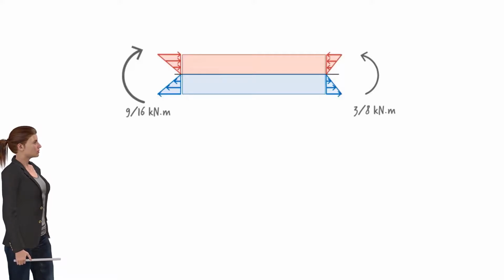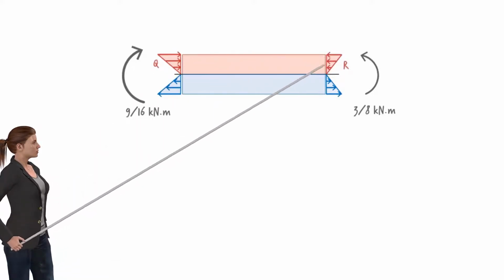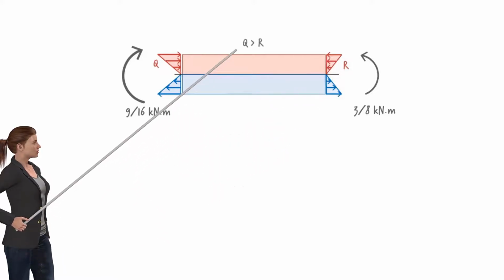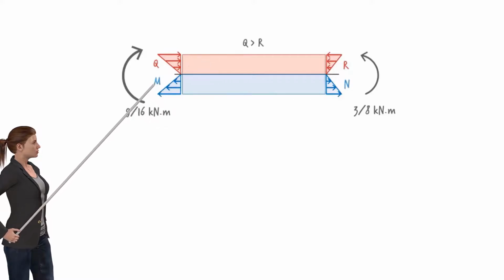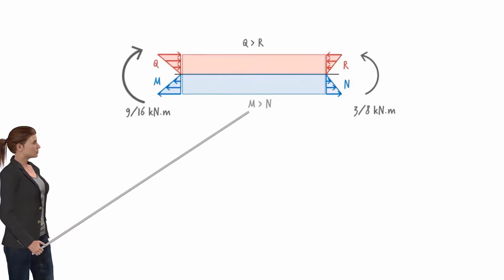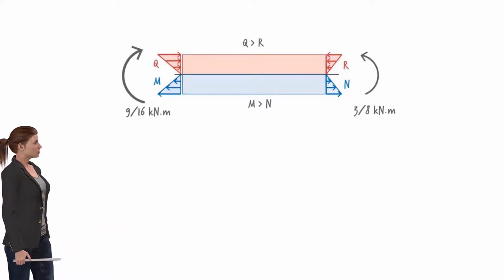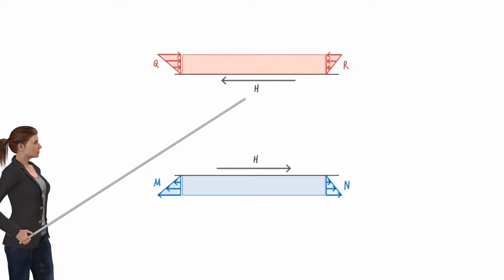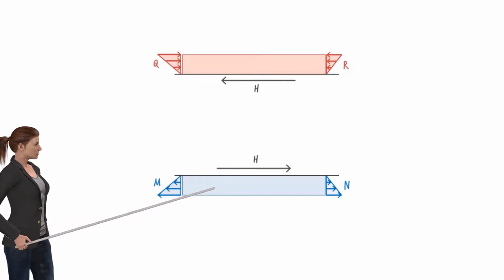I'm going to refer to the total compressive force at the left side as Q, and use R for the total compressive force at the right side, so Q is greater than R. Also, let's use M and N for the total tensile force at the left and the right sides, respectively. Then M is greater than N. Suppose we separate the tension zone from the compression zone, like this. This separation exposes another internal force in the segment, a horizontal force that acts in between the two segments.